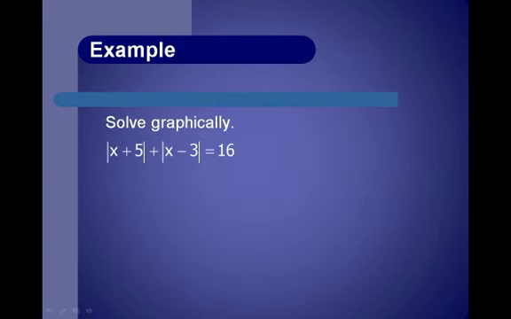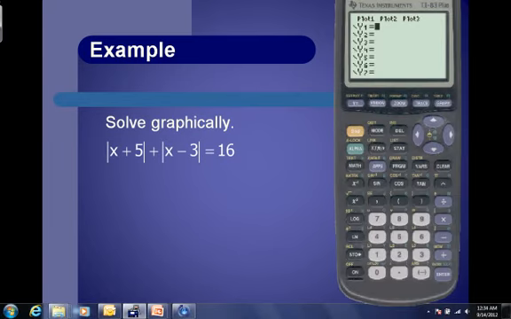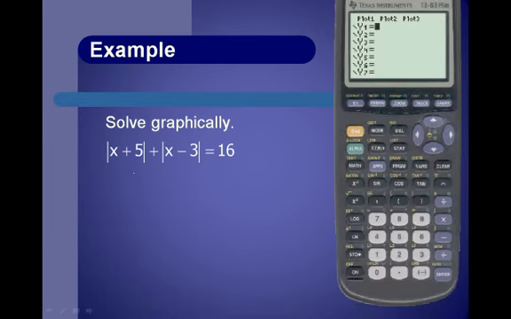Now, this one has two absolute values in it, but it's also got just a regular number, so we're just going to solve this one graphically on our graphing calculator. Okay, so just like I told you earlier, anytime we want to do this on our calculator, let the left side of the equation be y1, let the right side be y2.